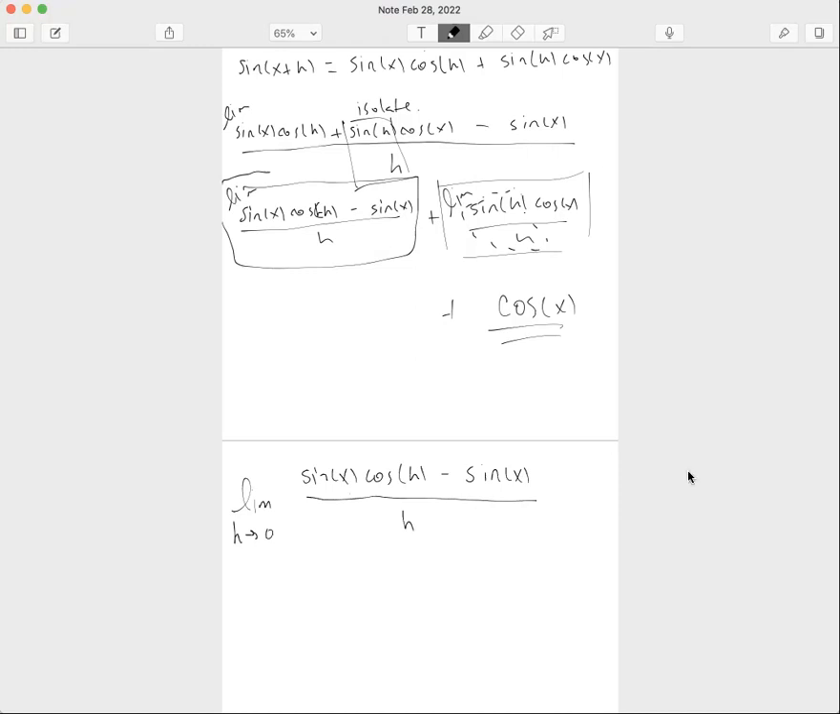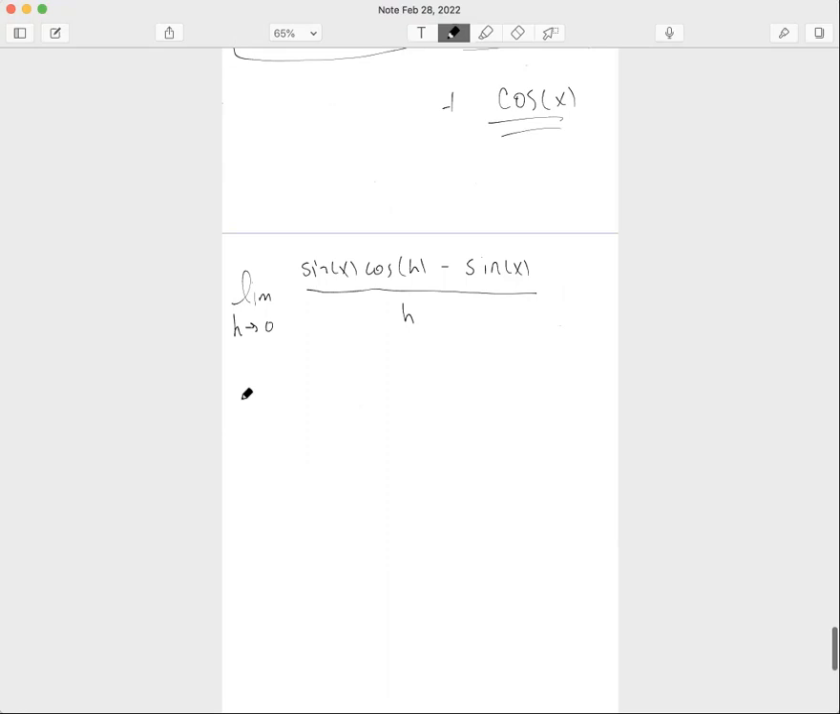All right, is everyone okay at that step? We isolated the term with sine of h over h, and we're left with cosine when we take the limit. And now we're looking at the leftover term. Yes, we can factor out a sine of x. In fact, we can factor it out of everything, because sine of x has no h.